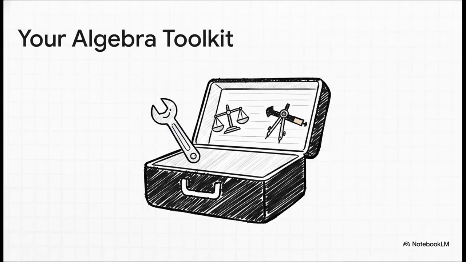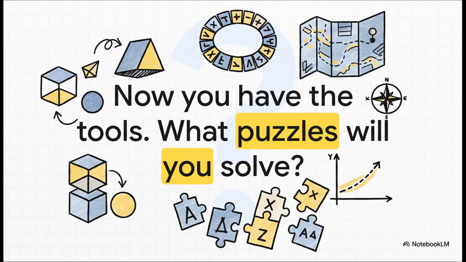So let's just step back and look at the awesome toolkit we've just put together. You've got the unpacker for breaking open and simplifying expressions. You've got the balancer for finding that one precise answer to an equation. And you've got the mapper to draw a picture of a whole territory of answers for an inequality. I mean, think about it. From decoding little messages, to finding exact values, to mapping out entire ranges of possibilities, these three tools are the real foundation for solving some incredibly complex problems. So the only question left is, now that you have the tools, what puzzles are you going to go solve?